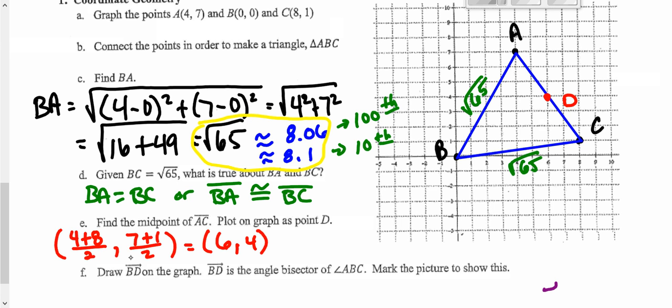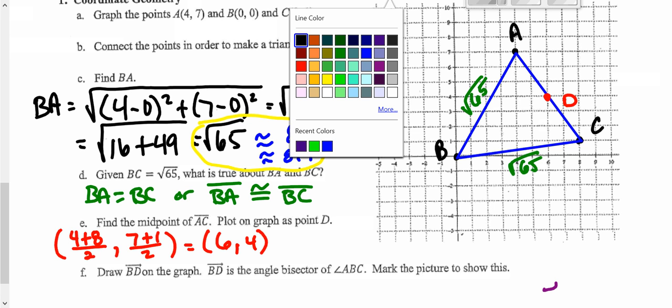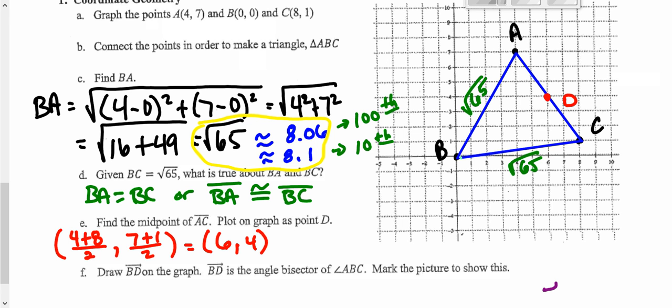Finally, it says draw ray BD on the graph. Okay, so we just found point D. So let's go ahead and connect using our line. Put an arrow there at the end. So this here would be ray BD. It says ray BD is the angle bisector. Remember that the word bisector means to cut in half, so we're going to be cutting an angle in half. So we're cutting angle ABC in half. Mark the picture to show this.